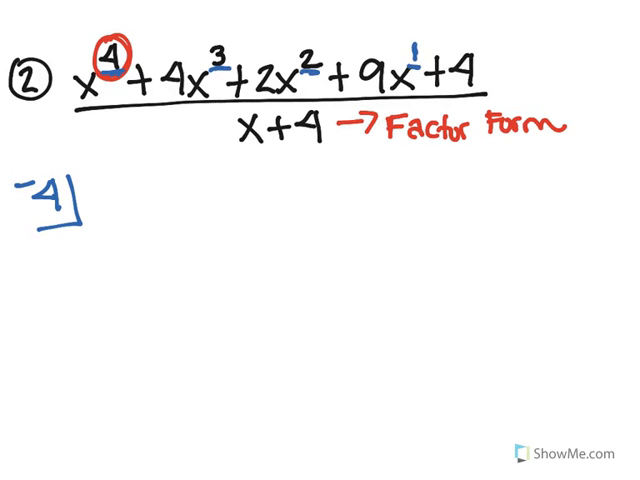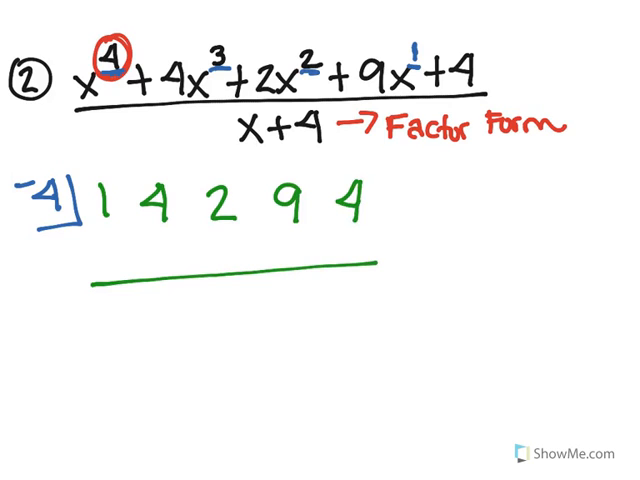So we're good. We're going to write the coefficients, which would be the numbers in front of the x, out beside our -4. So we have 1, 4, 2, 9, and 4. And we're going to skip some space. And we're going to bring down that very first coefficient of 1. So we're going to multiply. 1 times -4 would be -4. And we write it under the second coefficient. Subtract 4 minus 4 is 0.